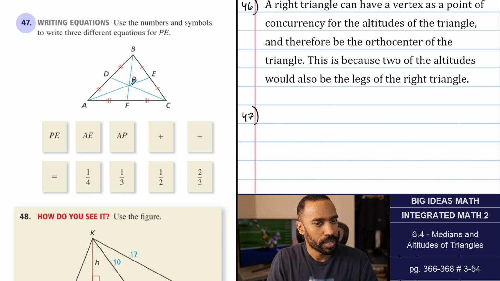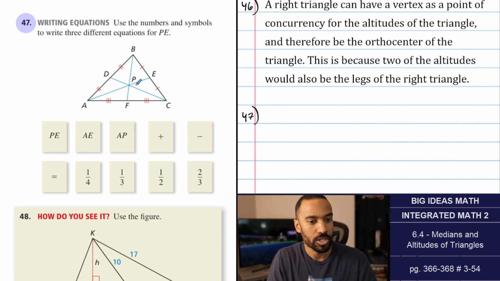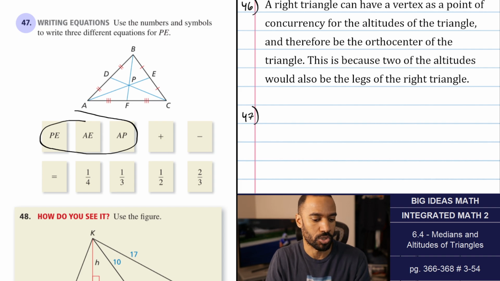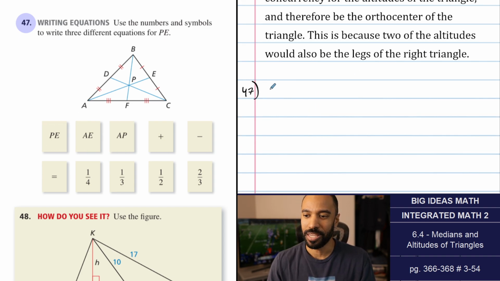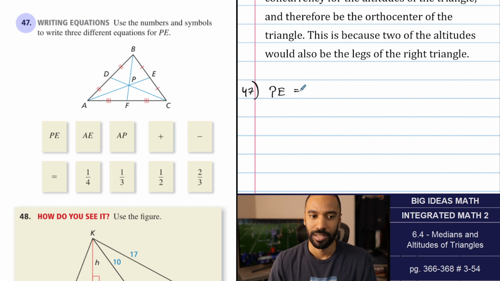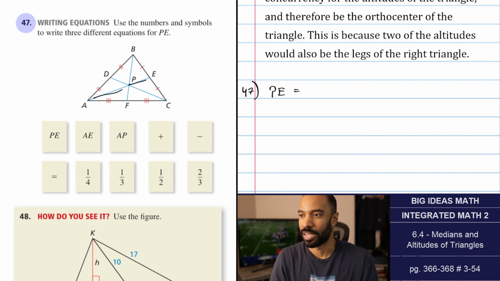So let's work with PE and compare it to either. Now remember, PE is only going to be spoken of with AE and AP. Oh, we're only using those 3. Okay. So let's do some different ones. So PE, here's PE. PE is half of AP. I can say that. So 1/2 of AP.